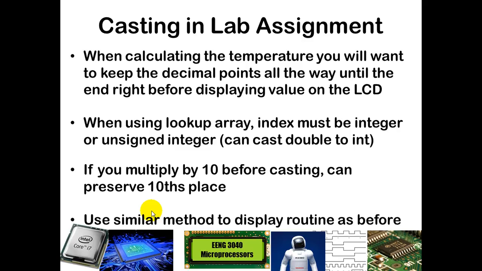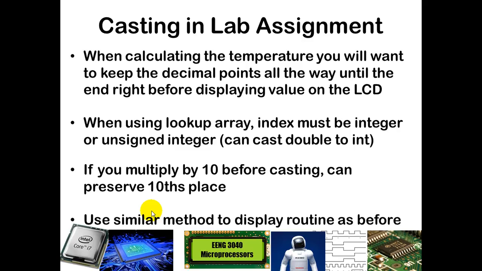So in the lab assignment, you're going to want to use casting most likely everywhere until you get to the final temperature to put out to the LCD. And you will want to keep 1 decimal place of accuracy for the temperature. So I highly recommend you maintain all of the decimal places and then simply get rid of that at the end. You can multiply by 10 before you cast it to an integer so that you can preserve the 10th place in your value that you compute for the temperature.